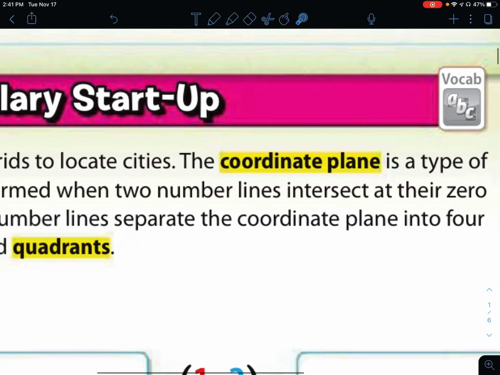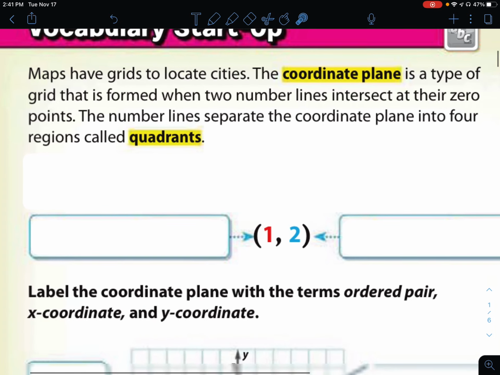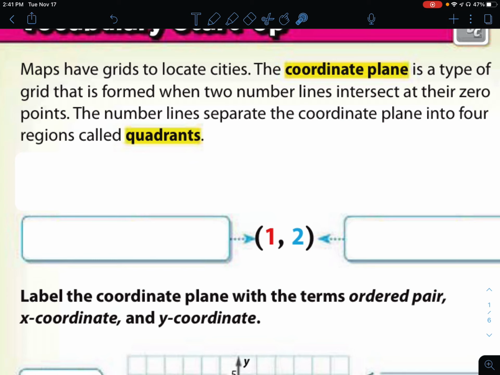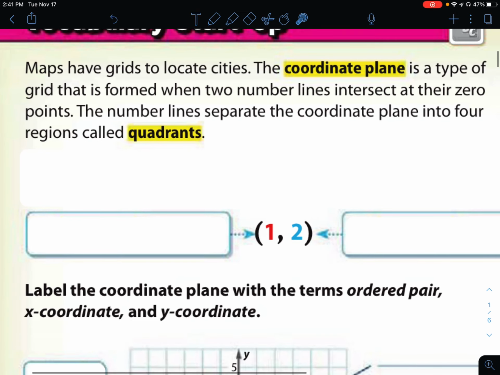Let's move on right away to our vocabulary startup. Maps have grids to locate cities. The coordinate plane is a type of grid that is formed when two number lines intersect at their 0 points. The number lines separate the coordinate plane into four regions called the quadrants. As a short background, when your car's GPS finds a location on the map, it basically uses a coordinate plane, found by satellites orbiting space. The coordinate plane is the very foundation of how the global positioning system works.